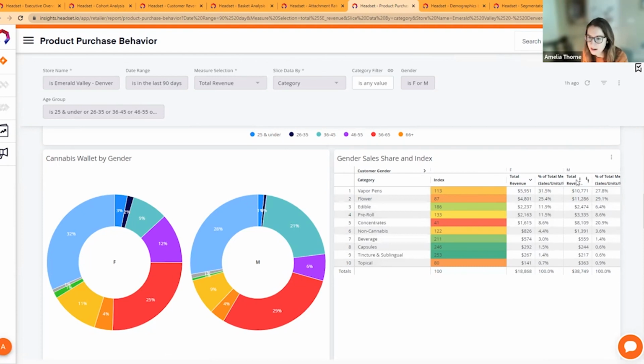Same thing with this male column right here. We can understand exact same situation. When there's a green tile here, that means that it's leaning towards females. Females are spending more money on that category than males. When it's red or yellowish, that means that it's leaning towards males. So males, again, we can see concentrates are probably their top category, where more males are buying than females.